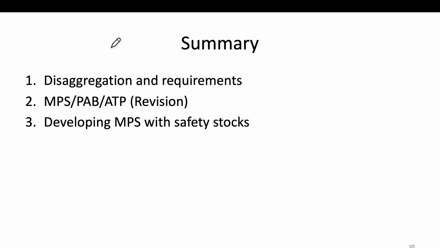In this chapter, we have discussed disaggregation and requirement. So the idea of disaggregation is that we need to convert the production plan into the master production schedule, and we need to make sure that all the conditions are met. Then we discussed MPS, PAB, and ATP, and finally we discussed all these things: developing master production schedule with safety stock.